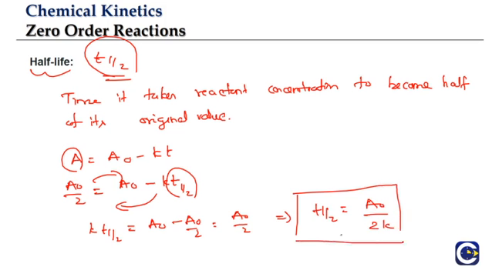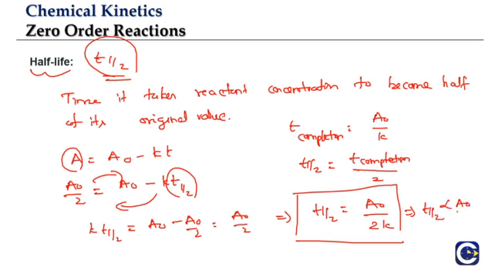One thing we need to understand here is that the T half value depends upon the original concentration A naught. And one more thing we can see: in the previous result we talked about the time of completion, which is A naught by k. We can see that the T half value is exactly half of the time of completion. So this is about half-life for the zero order reaction, and we see that for the zero order reaction, the T half value is proportional to the original concentration, or the concentration at the starting time.